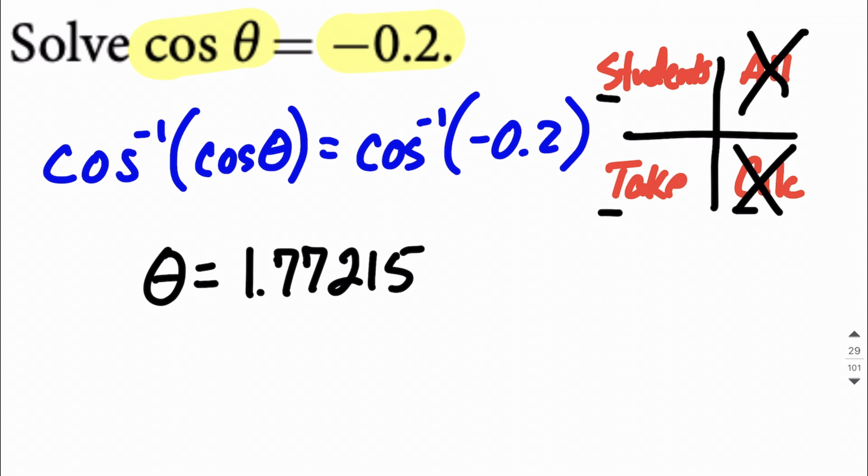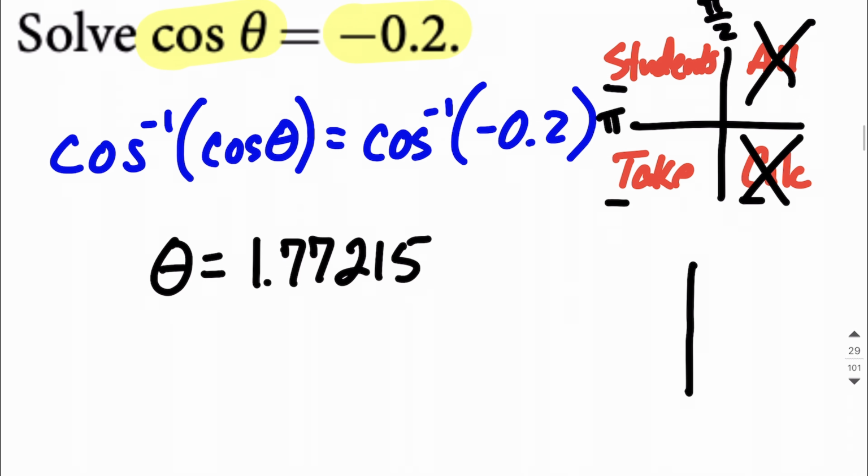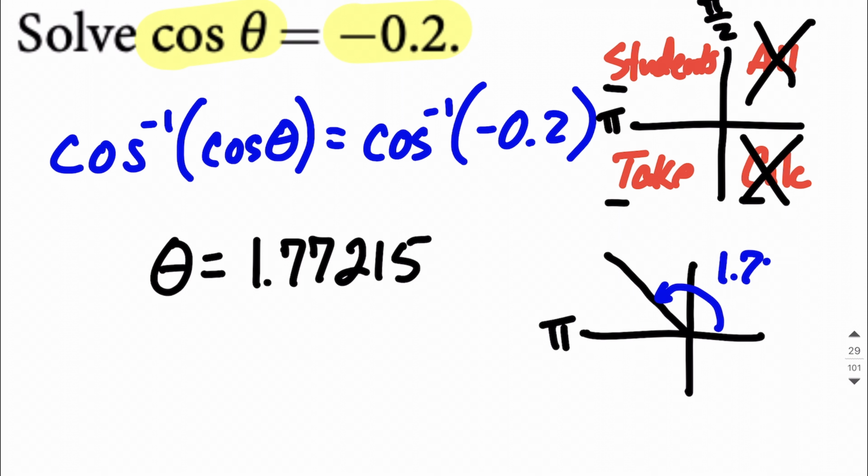All right, this angle that we got is between half of a pi and 1 pi. You may think of 1 pi as about 3.14. Half of a pi is about 1.5-ish. But ours turned out being 1.7. So that tells us that the angle that we just got returned is in the second quadrant. All right, so this 1.77215 fits into the second quadrant. All right, so that's good.